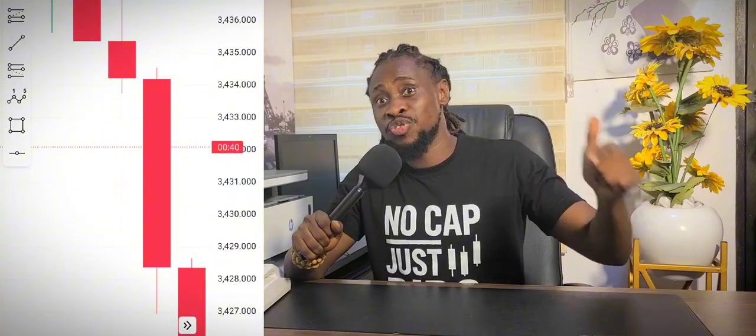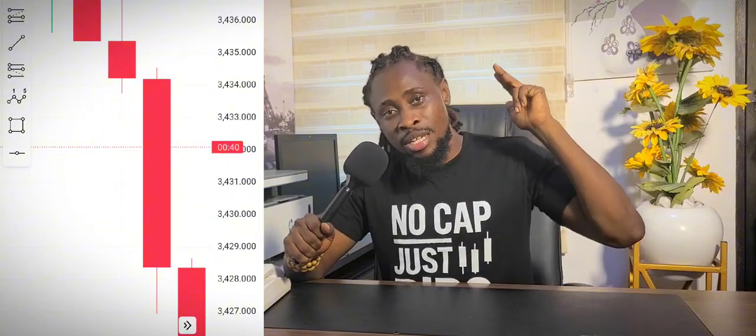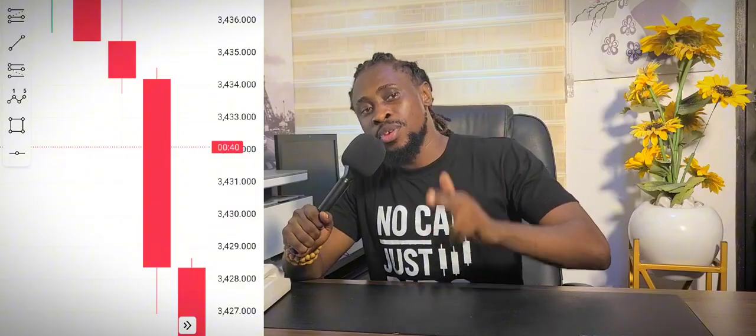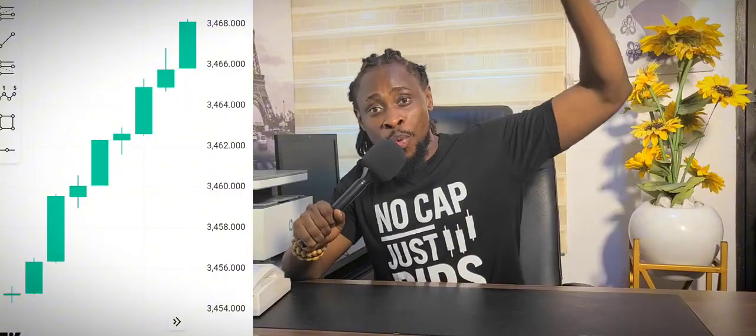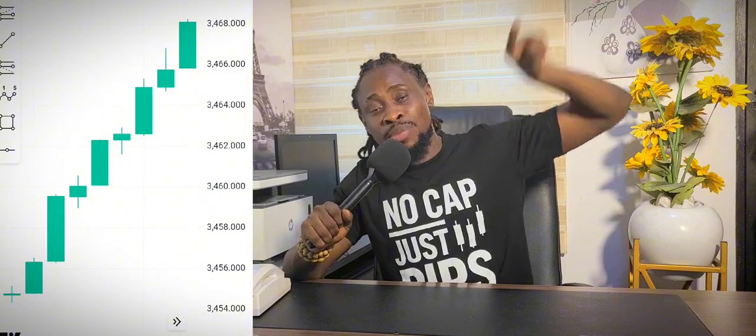When you hear bearish or bullish, when you hear the market is bearish, it means that the market is trending downwards. That is, there are a lot of red candles forming. That's bearish. When you hear bullish, it means that the market is green. That is, the market is going upwards. So the market is bullish.